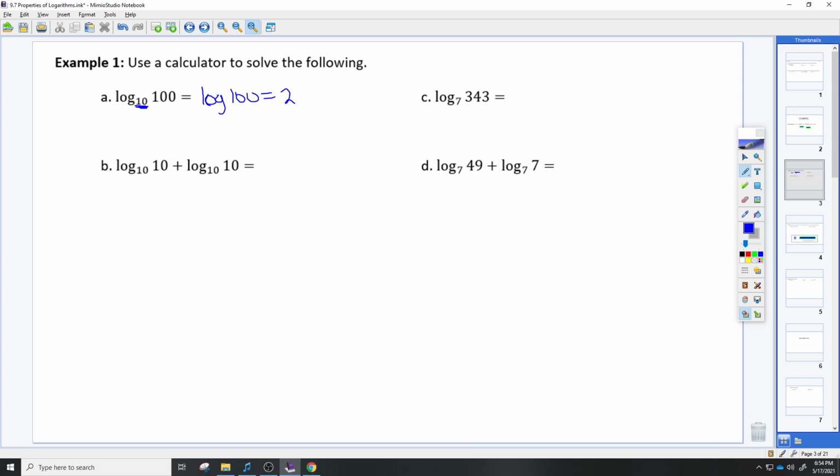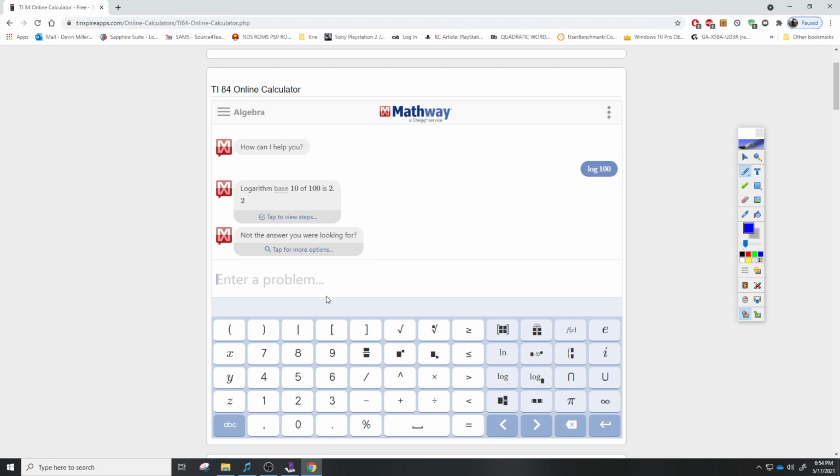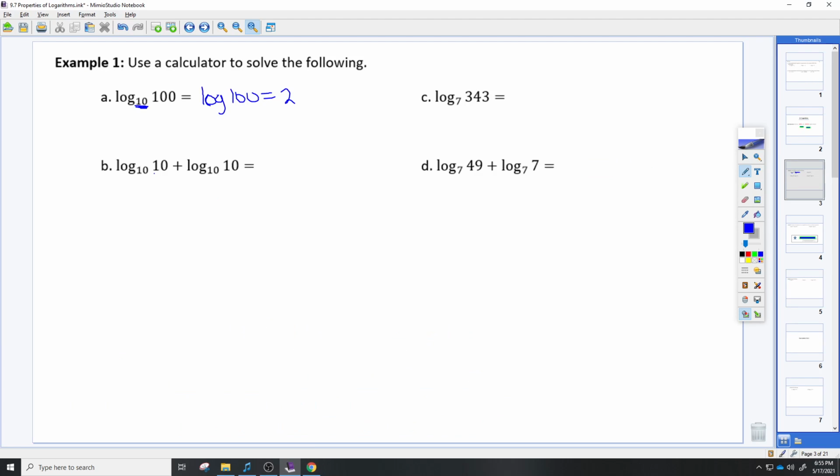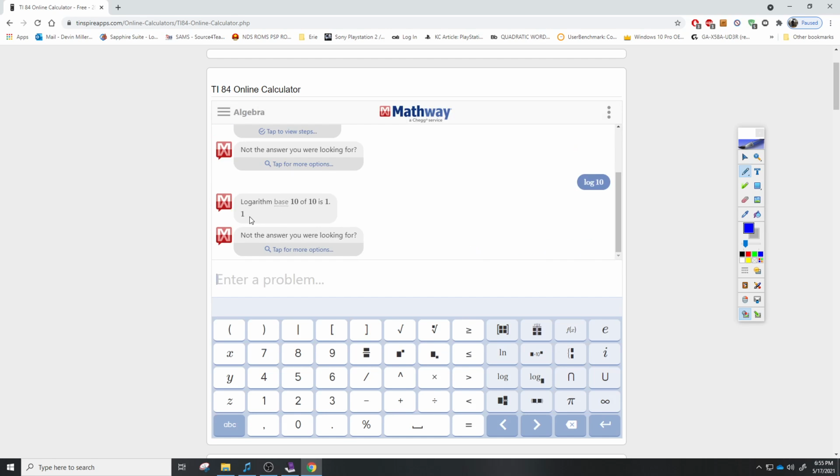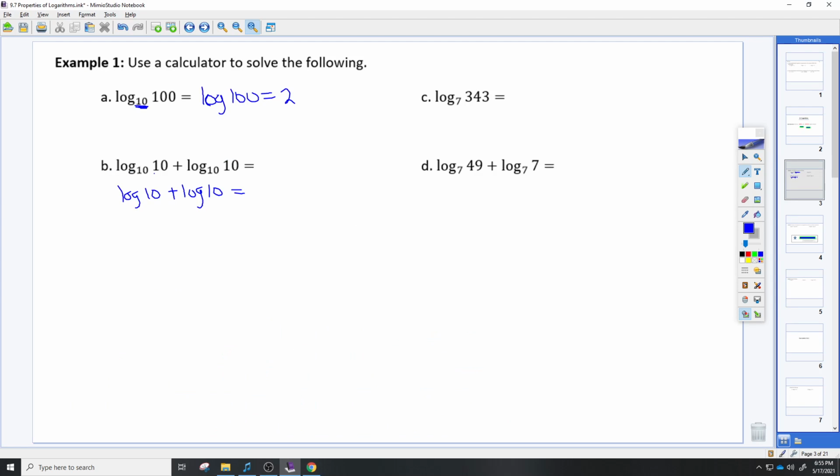Now I'm going to go down to part B and see how it changes when we have log base 10 of 10 plus log base 10 of 10. So let's see what log base 10 of 10 is. Again, I don't have to write the base out. I'm going to do log of 10 plus another log of 10. What's log of 10? That answer is 1. So we actually get 1 plus 1, because they're both log 10. So log 10 plus log 10 would be the answer of 2.